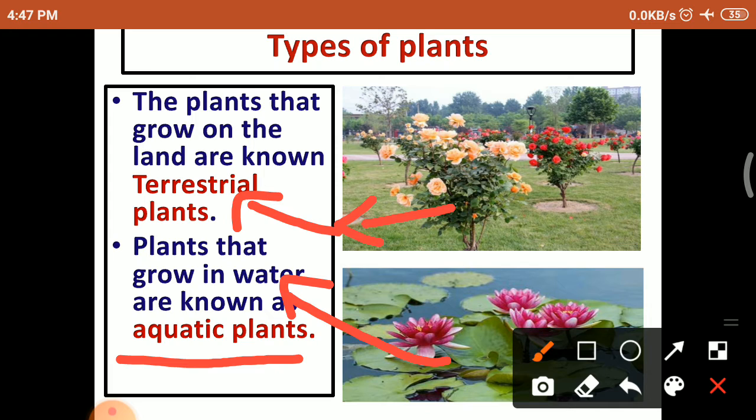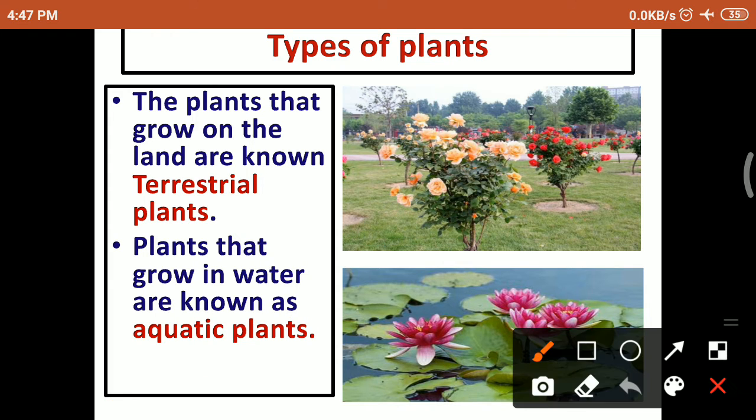Do you understand what the two types of plants are? There are two types of plants. One is terrestrial plant and another one is aquatic plant. The plant that grows on the land is a terrestrial plant. The plant that grows in water is called an aquatic plant.